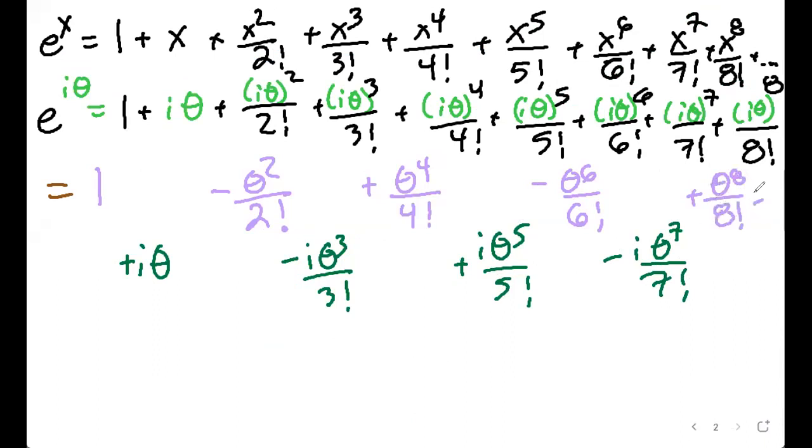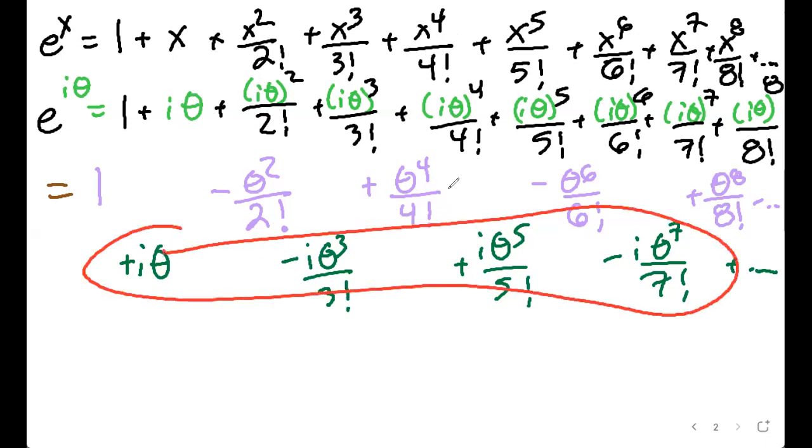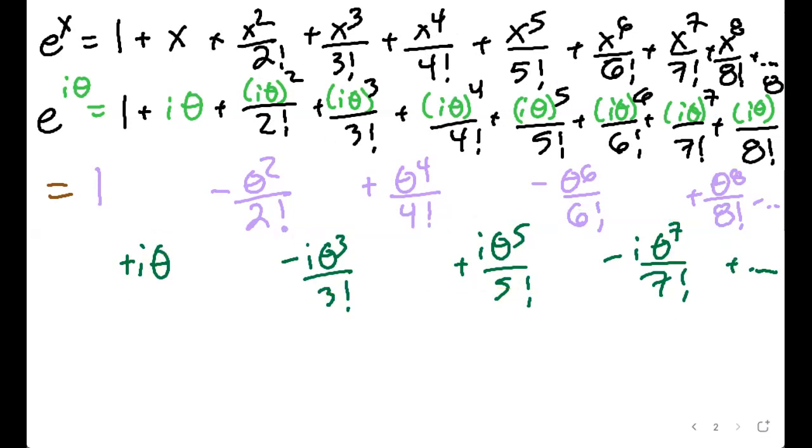And of course, there will be more terms coming. So let me do one more thing here. Downstairs, all of these, why did I separate out all of these? Because they all had i's in them. So what I'm going to do is get rid of all of the i's. I'm going to factor out an i from all of this stuff.